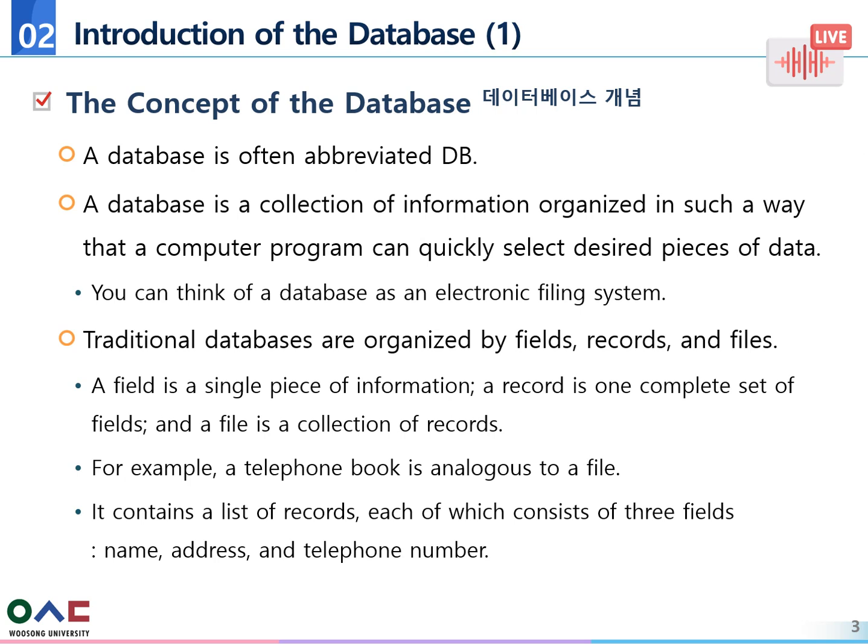Traditional databases are organized by fields, records, and files. A field is a single piece of information, a record is one complete set of fields, and a file is a collection of records. For example, a telephone book is analogous to a file. It contains a list of records, each of which consists of 3 fields: name, address, and telephone number.